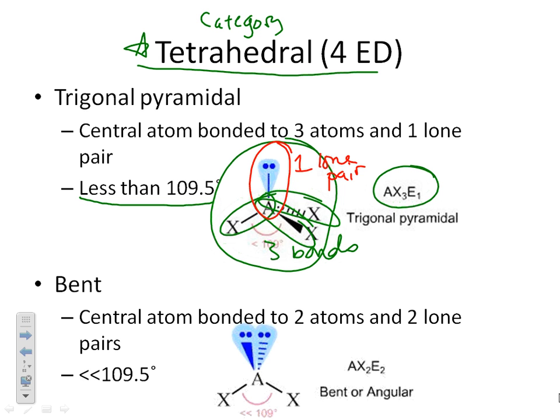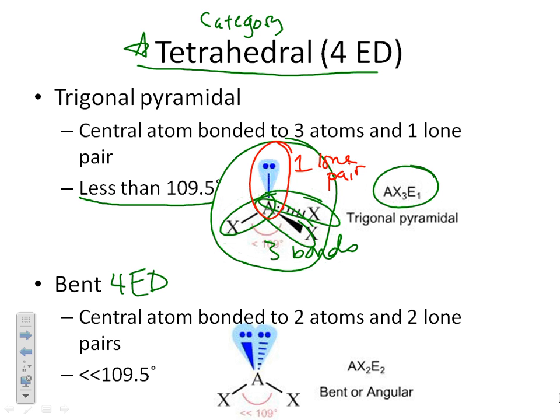We also have bent. Again, this is within the tetrahedral category of shapes. This still has 4 electron domains. In the bent shape, bent molecular geometry, our central atom is bonded to 2 atoms and 2 lone pairs. So we still have 4 electron domains. Remember, this is actually a different bent than the bent that is in the trigonal planar. Apparently, we got really lazy with coming up with names, and so we recycled the same names. We said, hey, they both look bent, but they have different electron domain geometries. One has 3, one has 4.